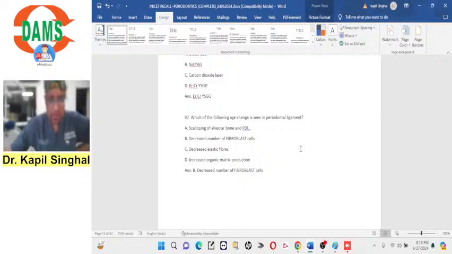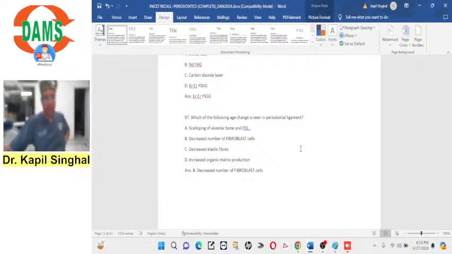Decreased elastic fiber, wrong option. Increased elastic fiber, so this is wrong. D option, increased organic matrix production. This is wrong, because the number of fibroblasts decreases, so the organic production also decreases. This is wrong. So out of these options, the best answer here would be B, decreased number of fibroblast cells.